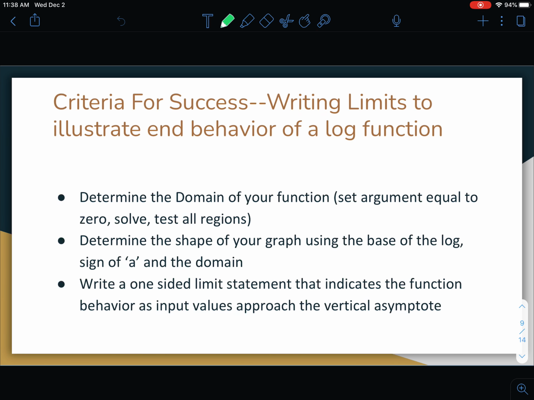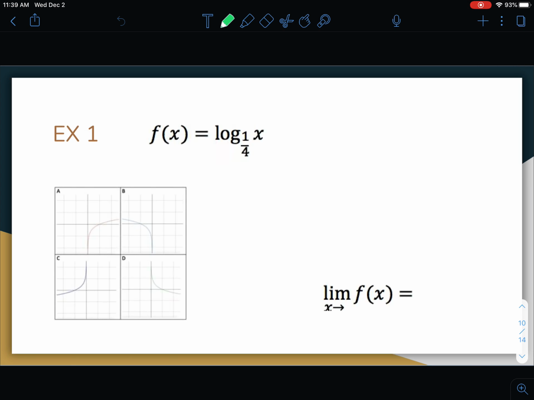You're going to first find out what is the domain of your function, which we've done previously. You'll determine the shape of your graph using the base of the log, the sign of the a value, positive or negative, and the domain. And then at the end, we're going to write a one-sided limit statement that indicates the function behavior as the input values approach the vertical asymptote. So they'll approach from either just the right or the left.